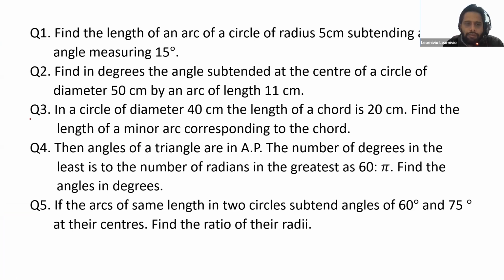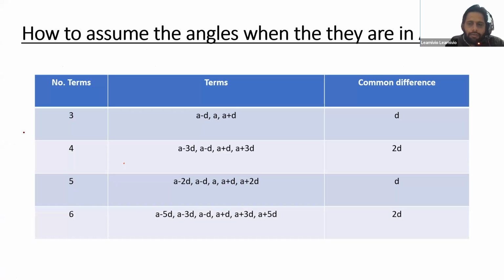Okay, yes, Yusra, I have some network issue. Okay, then we will start the next topic. So this is clear, Utvika. Whenever you need to assume 3 terms, you will assume these. Whenever you need to assume 4 terms, you will assume like this. 5 terms, this one, 6, this. Okay? Yes, sir.